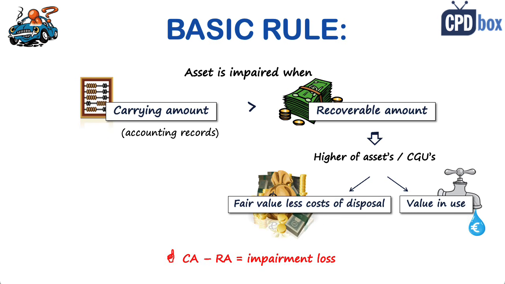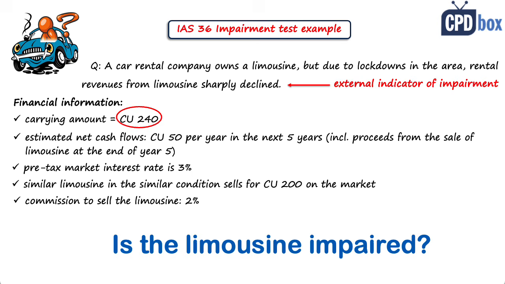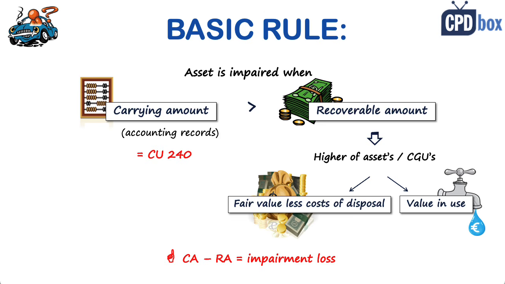Well, let's perform the impairment test in 3 steps based on this information. So first, let me again remind you the basic rules. We are comparing carrying amount with recoverable amount. For carrying amount, you just look to the accounting records, and in the example, it was 240 currency units, so we just bring the number here. Now, let's test. Step number 1 is to calculate fair value less cost of disposal.